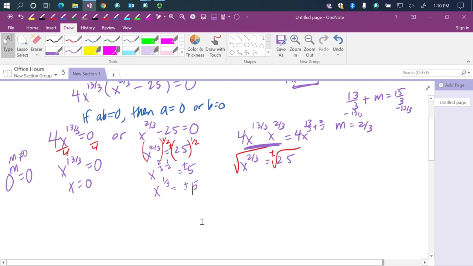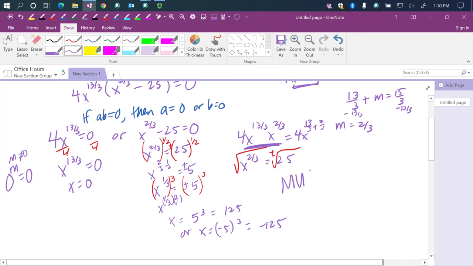Now we're going to raise to a power again, so that the new power of x is a 1. So if I raise both sides to a power of 3, a power raised to a power, x to the 1/3 times 3 over 1, I get x. So x equals 5 cubed, or x equals negative 5 cubed. So positive 125 or negative 125. Okay, but now we have to check our answers because we raised both sides of the equation to a power larger than 1. So we must check our answers to make sure they work.